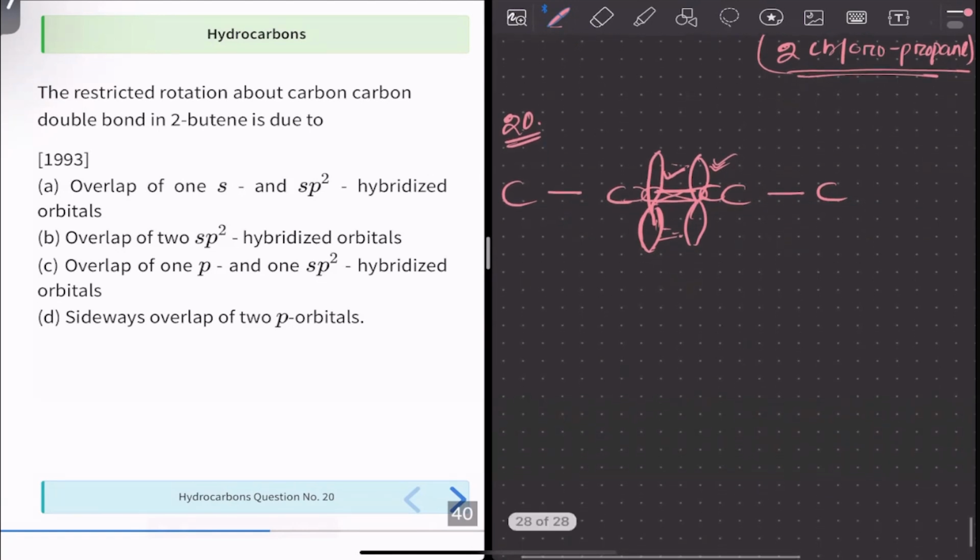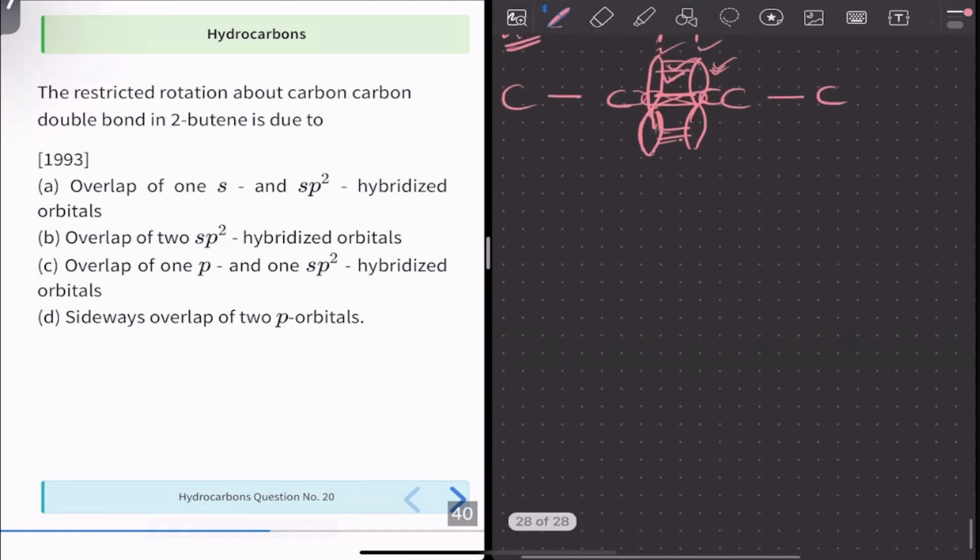Okay, so let's read out the options. Option A: overlap of one s and sp2 hybridized orbitals. No, because here a pi bond is forming. Overlap of two sp2 hybridized orbitals. No, there is p-p overlapping. Overlap of one p and one sp2 hybridized orbital. No. D, sideways overlap of two p orbitals. Yes, there is a sideways overlap of two p orbitals. That is why there is a formation of pi bond and the restriction of rotation.